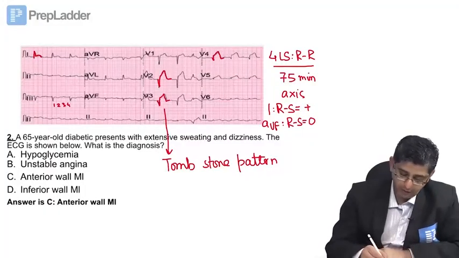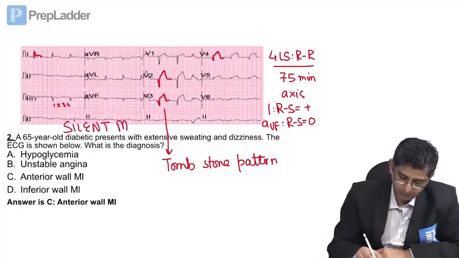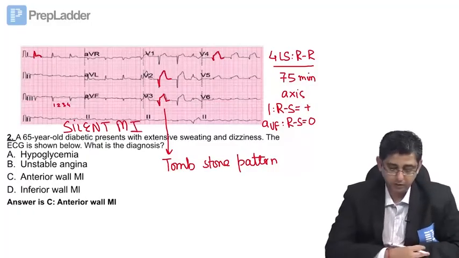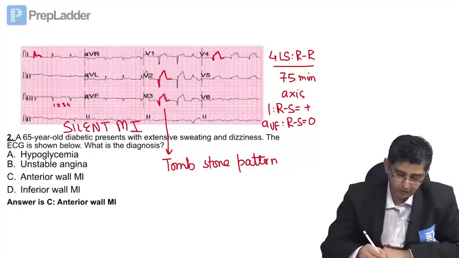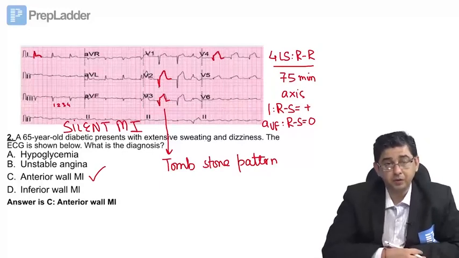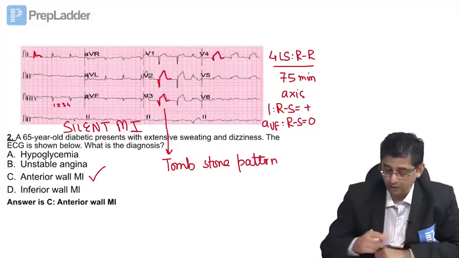Since it is a diabetic, he is probably having a silent myocardial infarction, but other symptoms are still present like sweating and dizziness. So the clinical diagnosis of this patient is anterior wall myocardial infarction. Moving to the next question.